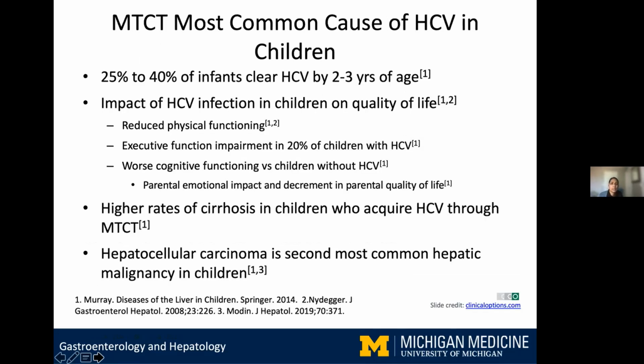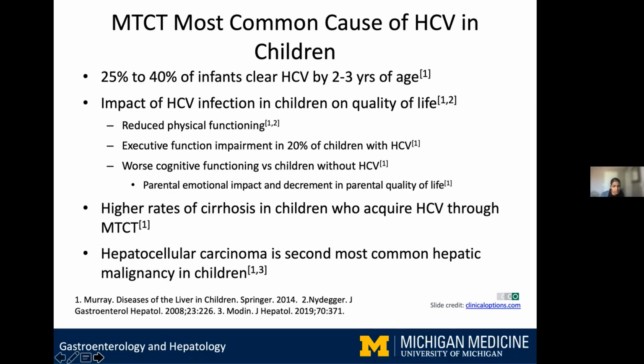So mother-to-child transmission is the most common cause of hepatitis C in children. So again, 25 to 40% of infants clear hepatitis C spontaneously, believe it or not, in those that get transmission by 2 to 3 years of age. The impact of Hep C in children on quality of life, there have been some studies that showed reduced physical functioning, executive functioning impairment in up to 20% of children, and worse cognitive functioning versus children without Hep C. And higher rates of cirrhosis in children who acquire Hep C through mother-to-child transmission.